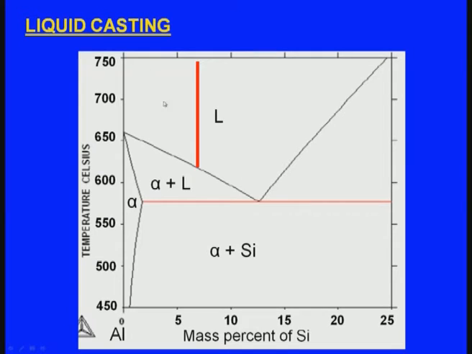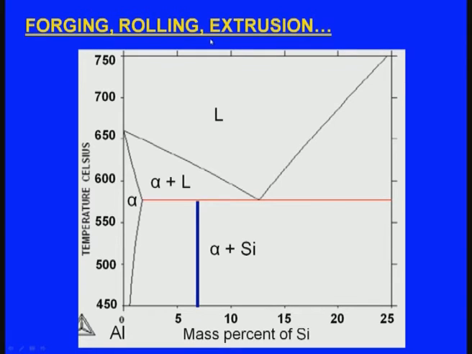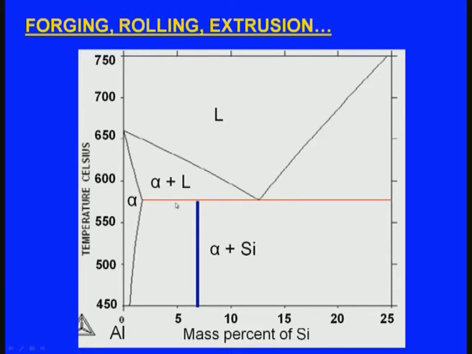Here, this is the phase diagram of aluminum and silicon, and we can see this is the liquidus temperature and this is the solidus temperature, and this region is the mixture of liquid and solid. Now, if it is the liquid casting, the casting is carried out above the liquidus temperature. Now, let us see the forging, rolling and extrusion, the forming processes. Here the forging and other forming processes are carried out below the solidus temperature.